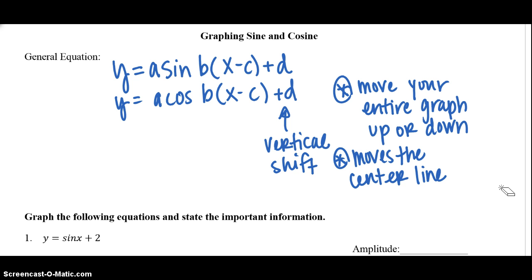So what I want you to do right now is I want you to pause and write down the information at the top of your paper here. Did you pause it? You should really pause it because I'm going to move down.